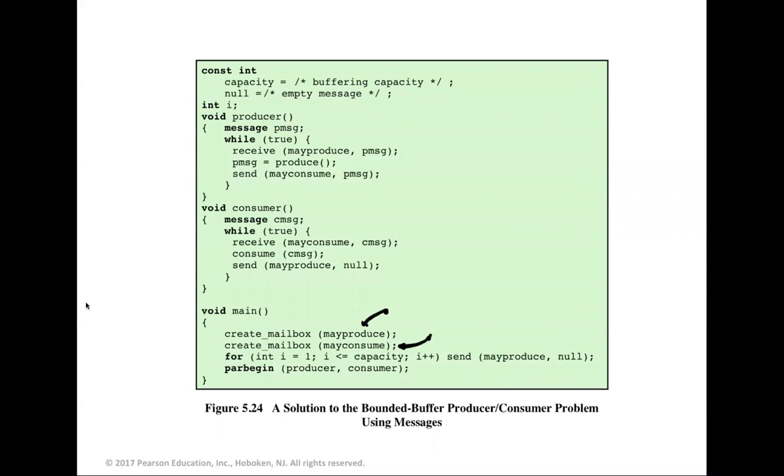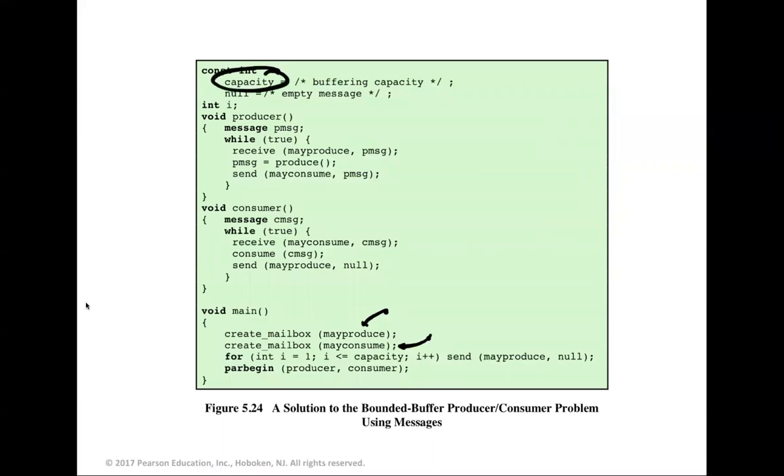As the producer generates data, it is sent as messages to the mailbox may consume. As long as there is at least one message in that mailbox, the consumer can consume it. Hence, the may consume mailbox serves as the buffer, and the data in the buffer are organized as a queue of messages. The size of the buffer is determined by the global variable capacity.